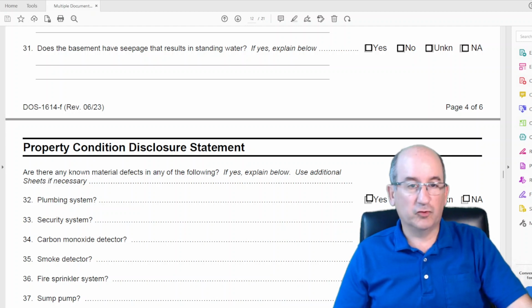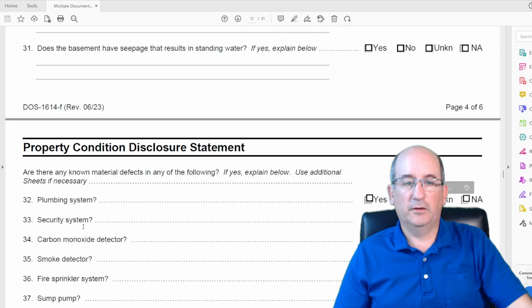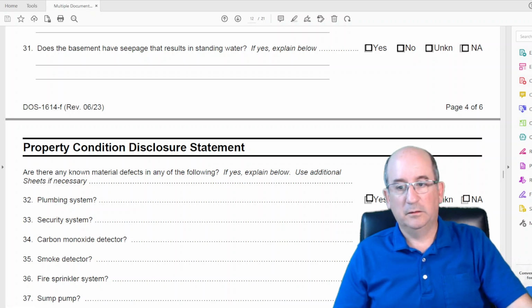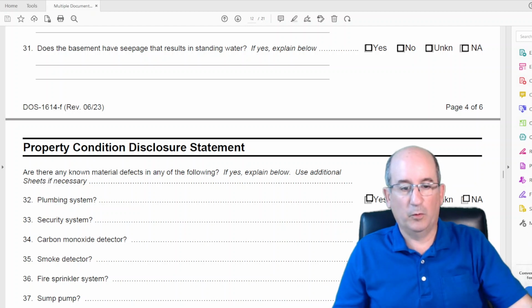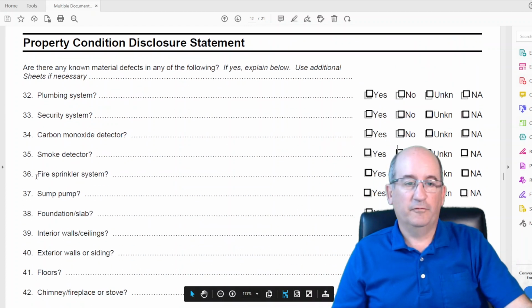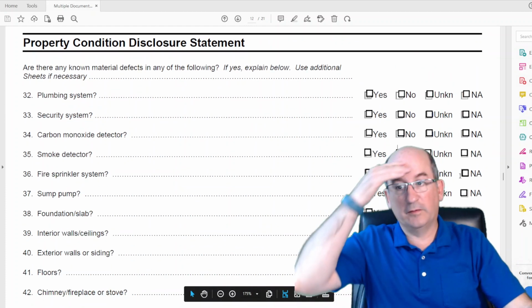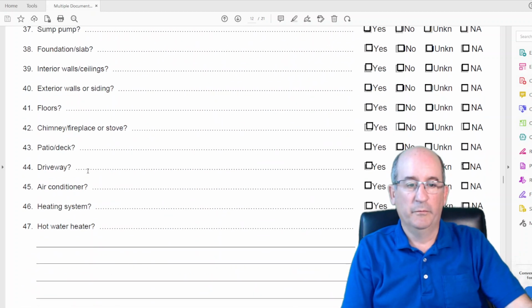Plumbing. Is your plumbing working okay? Okay, then no defects. Security system. Do you have one? If you don't have one, it's not applicable. Carbon monoxide detector. If you have one, is it working? Yes, no, or not applicable if you don't have anything that burns that requires that. We just talked about it. Smoke detector should be no known defects. Fire sprinkler, same thing. Most people in residential areas where we are don't have them, so just go through.